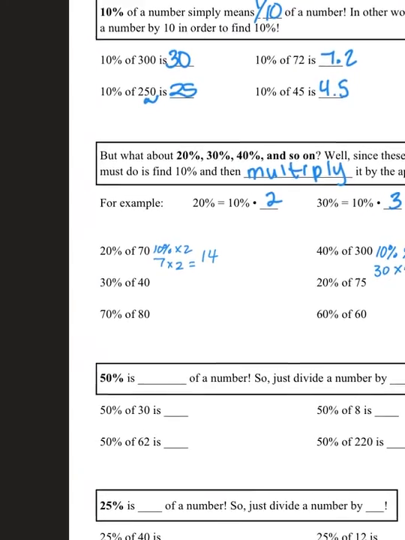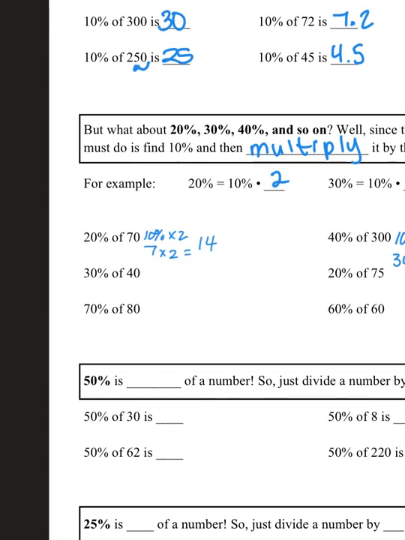Okay, we're going to do 30% of 40. I know 30% is less than half, so I know it should be less than 20, right? So if I do this next one, I've got 30% is 10% times 3, right? So what's 10% of 40? 4. And then 4 times 3 is 12.